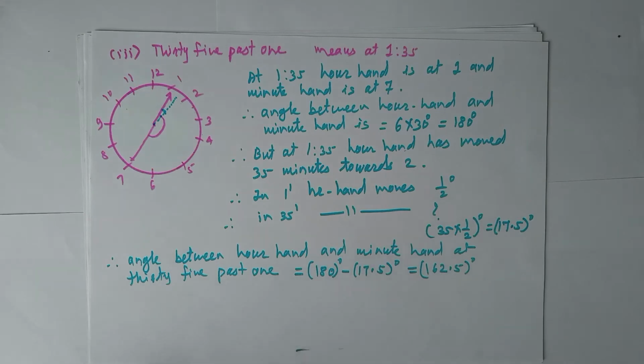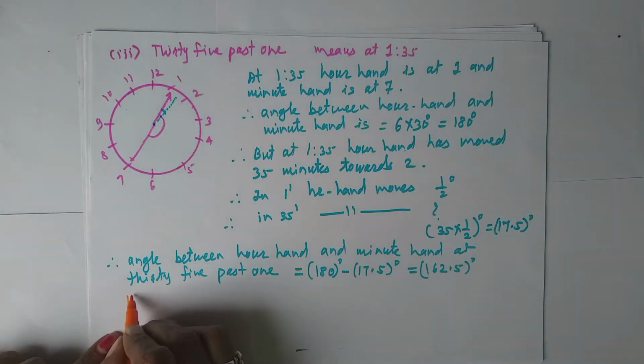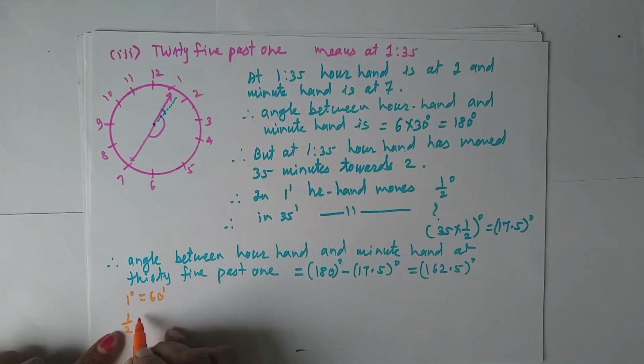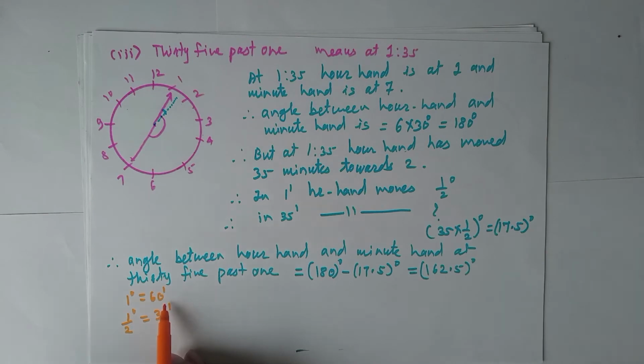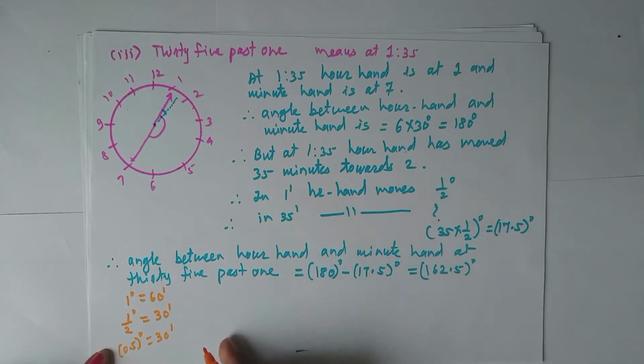Okay. We know that 1 degree means 60 minutes. Then half degree means what? Half degree means 30 minutes. We have seen in our previous lecture that 1 degree is equivalent to 60 minutes. Therefore, half degree will be equivalent to 30 minutes. Half degree means 0.5 degree. Okay. And this is equivalent to 30 minutes.